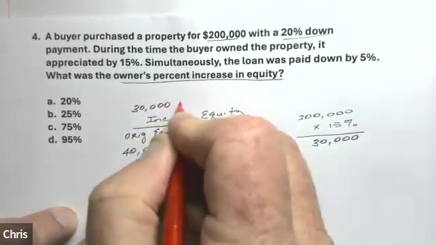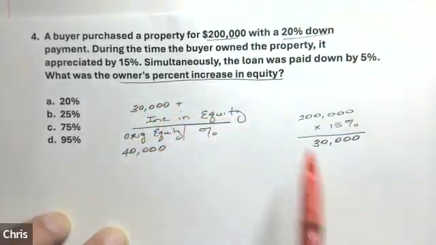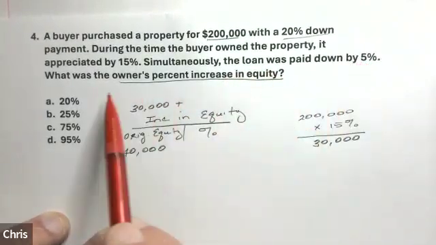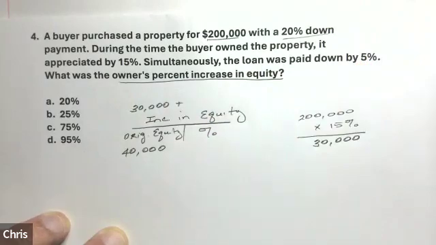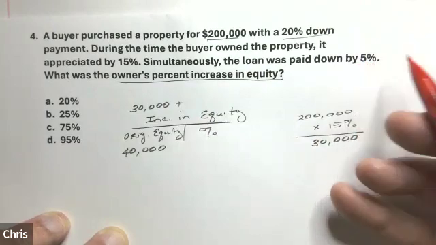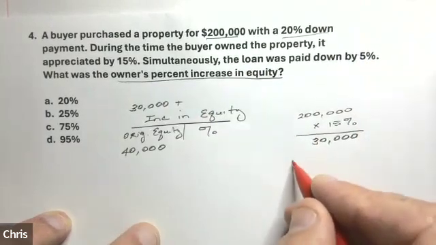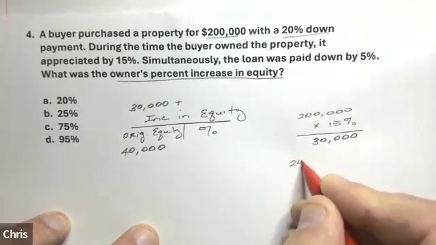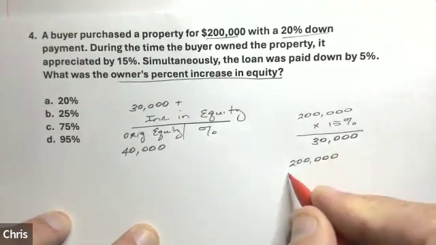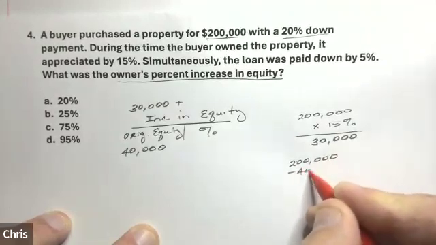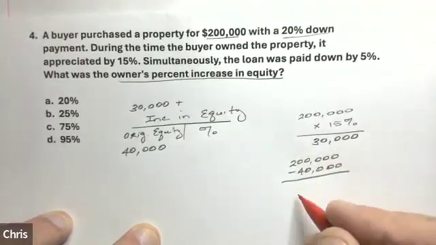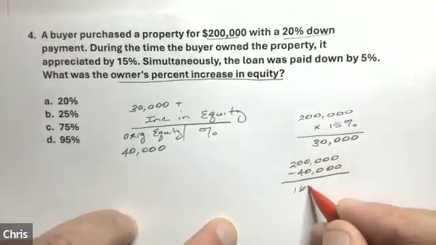But I'm not finished. Because notice what it says here is that simultaneously the loan was paid down by 5%. What was the owner's percent increase in equity? Okay, well, if the loan was paid down by 5%, the first thing I need to do is figure out how much the loan was. Well, does it make sense to you that the loan amount is going to be 200,000 minus the down payment of $40,000? So now your loan amount is $160,000.